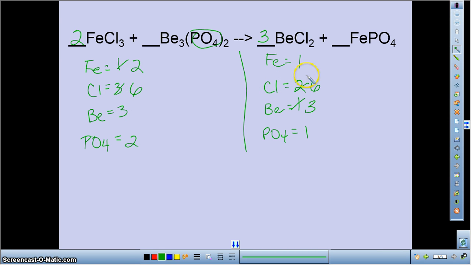So I look at this, I'm getting a little bit closer. I notice that I don't have enough iron on this side, so I put a 2 in front because I have 2 iron here. That changes this to 2. And if you notice, that also is going to take this phosphate to 2. So there's 2 of the phosphorus and then 8 of the oxygen, which would be 2 full units. And when I do that, you'll notice that my overall reaction is balanced. So my answer for this one would be 2, 1, 3, 2.